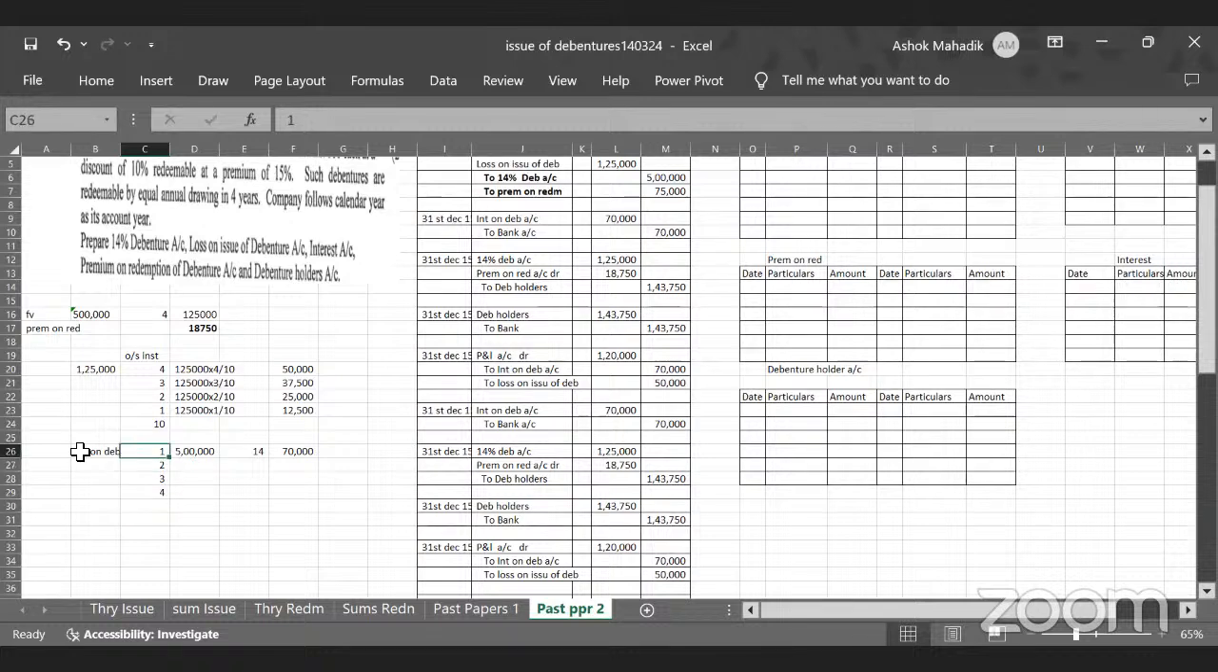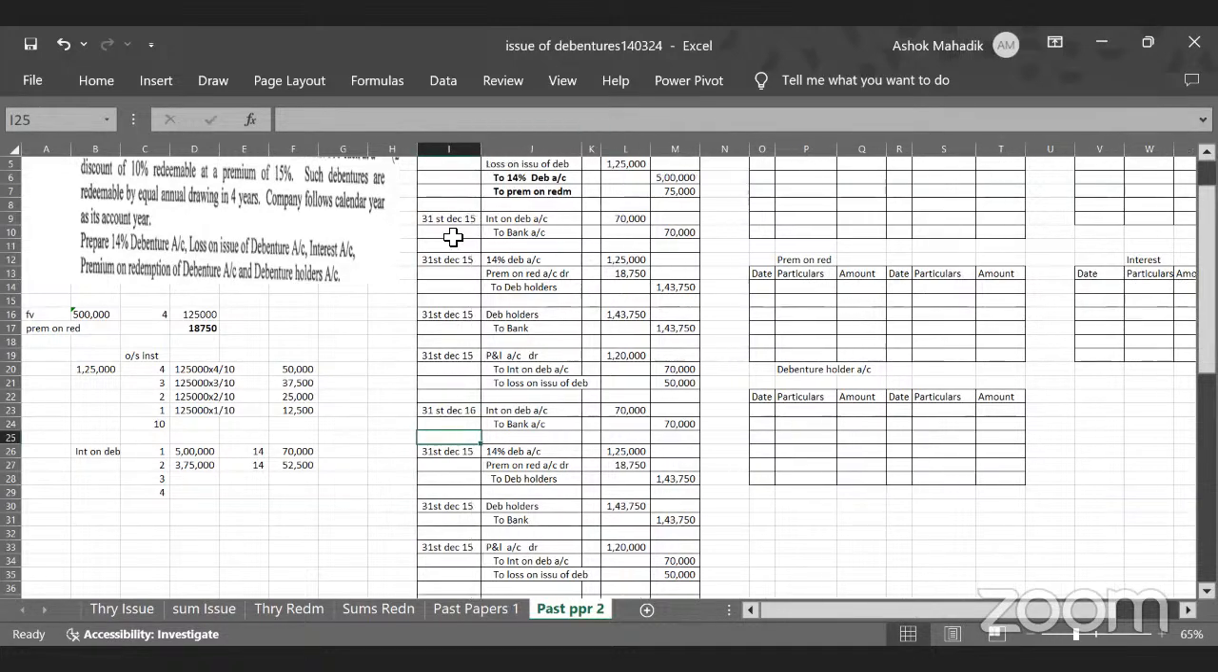It will be 5 lakhs minus 1,25,000. So in the next year, we have to pay interest only on 375,000. Clear? So second year interest is 52,500. Understood now, students? So I'll make this year 16 now. Next year it will be year 16 in all the entries. You just increase the width of this column so that you can see the year perfectly.